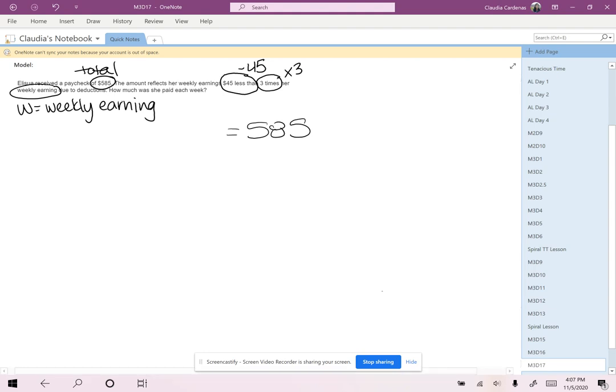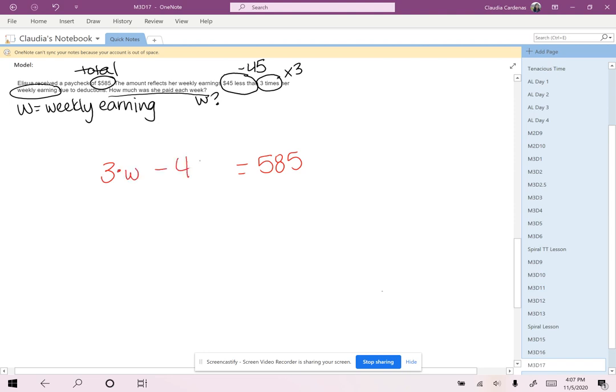And then the question is saying, how much was she paid each week? Or in other words, what is W, right? What is the weekly earning? So let me move this a little bit below and use a different color so that we can put all of these pieces together into an equation. So I know that the total is 585. I know that 3 times her weekly earnings, we don't know what the weekly earnings are, but we can show it as 3 times W. Then we take away 45 to get our total. Awesome. So now that we have our equation, let's go ahead and begin solving it.